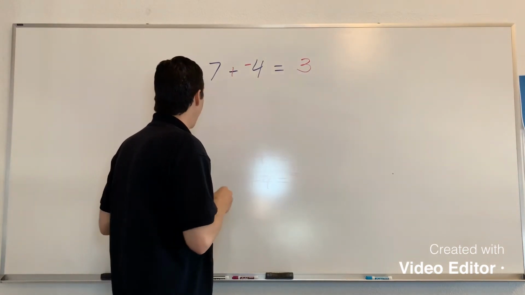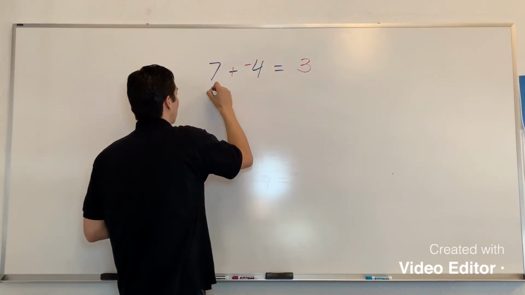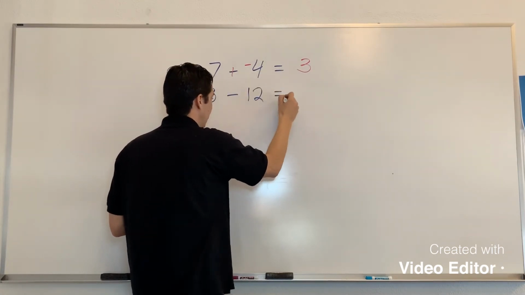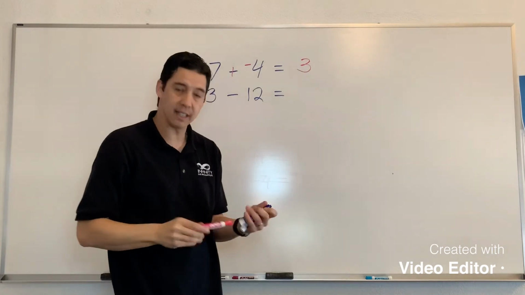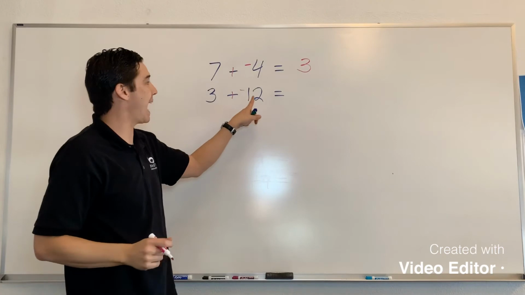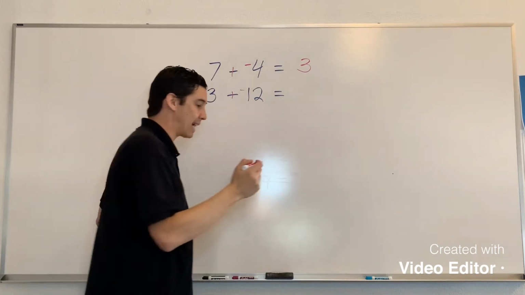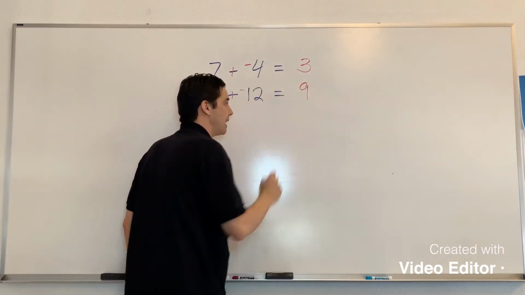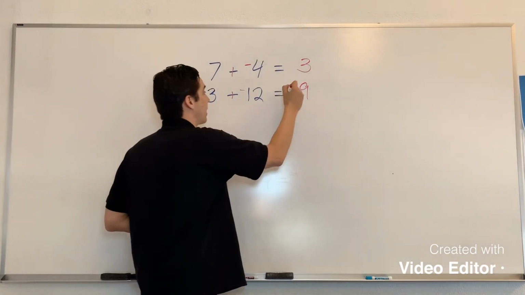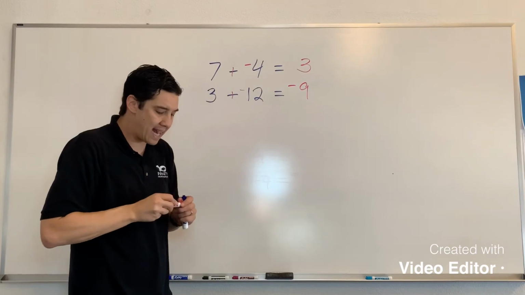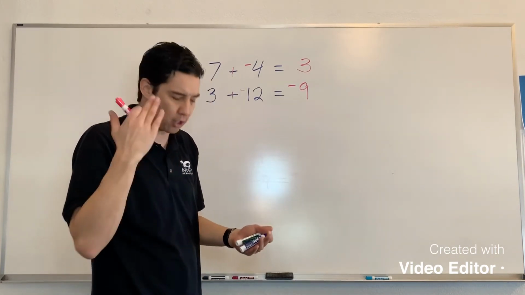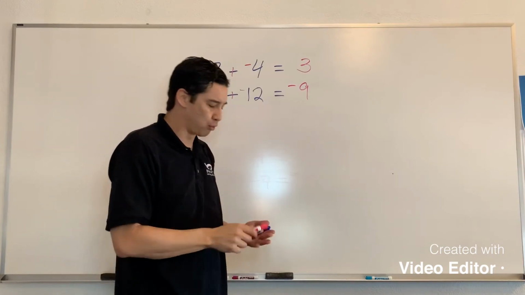All right? How about 3 minus 12? All right? Subtraction, you simply add the opposite. Positive 3 and negative 12, we subtract because the signs are different and we get 9. The absolute value of negative 12 is greater than the absolute value of 3, so we're going to make it negative.